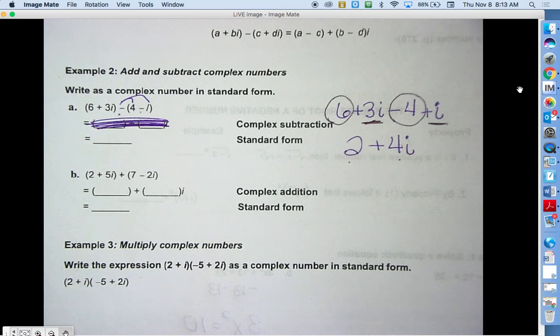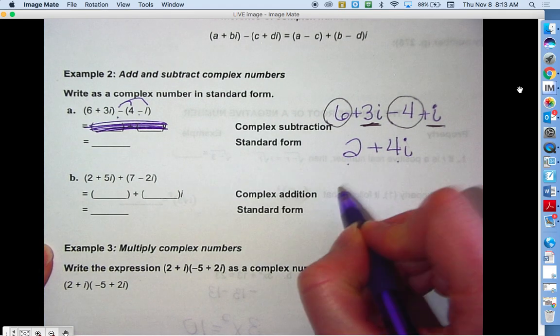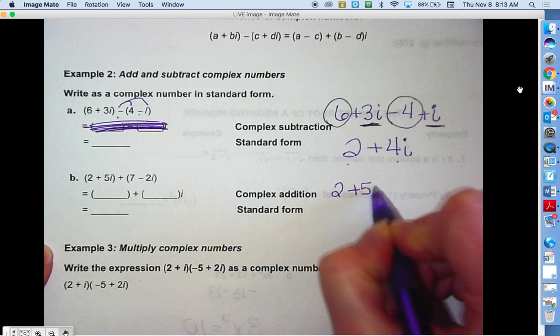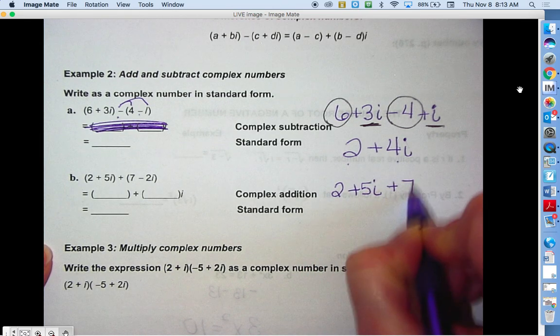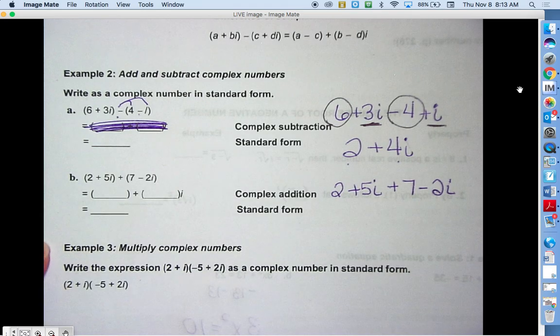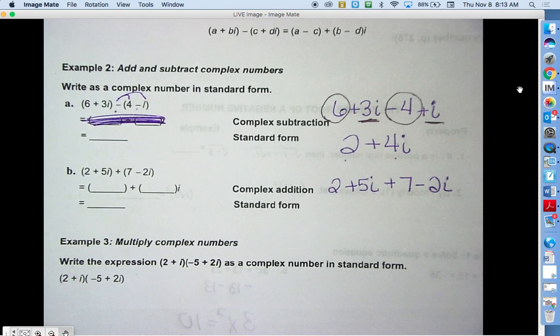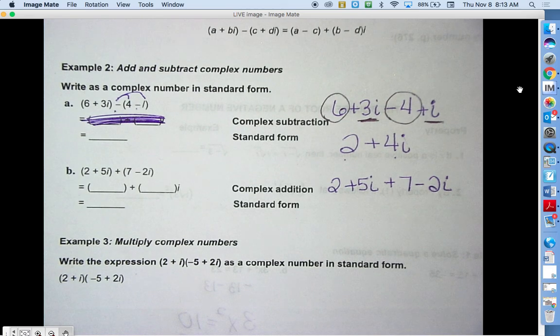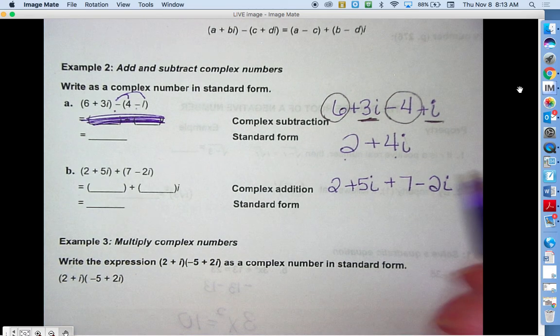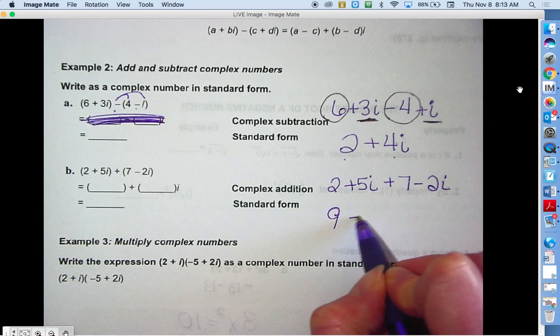This is standard form because you have your real and then your imaginary. The real number is more important. It gets to go first. That's what standard form is, so placing the real number first. So if you look at letter B, this says we're doing addition, complex addition. It doesn't have to be complex or hard. Just make sure you're adding the correct pieces together.